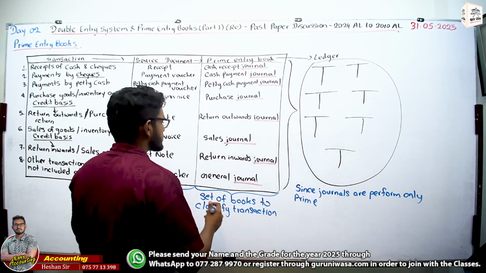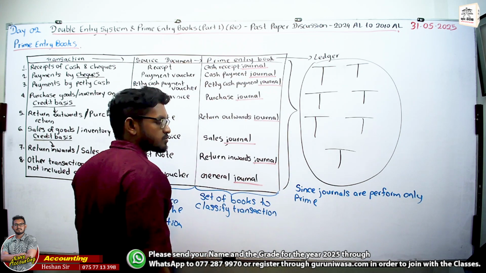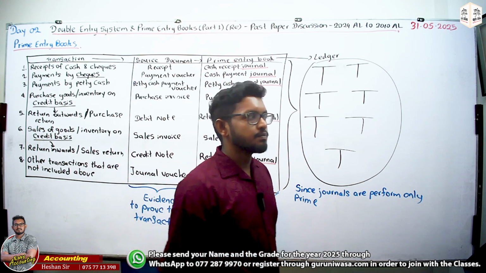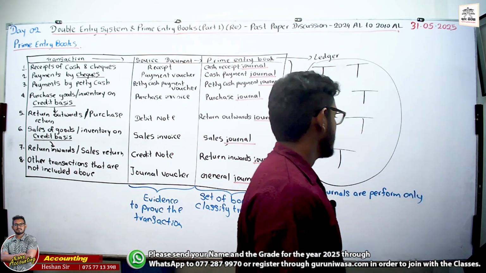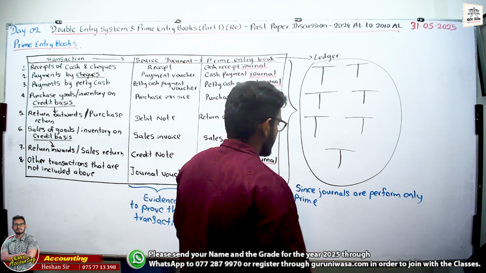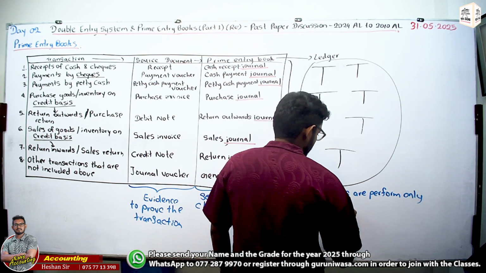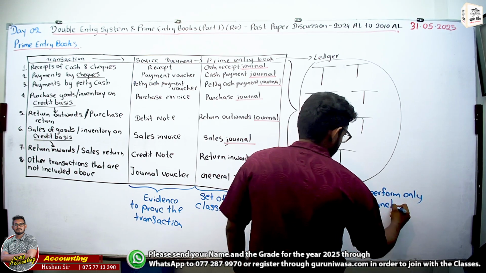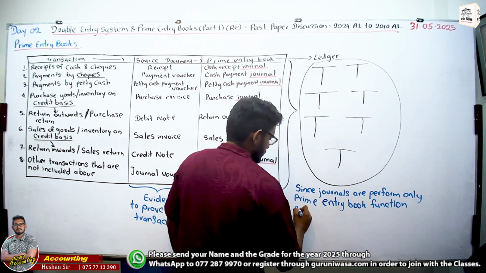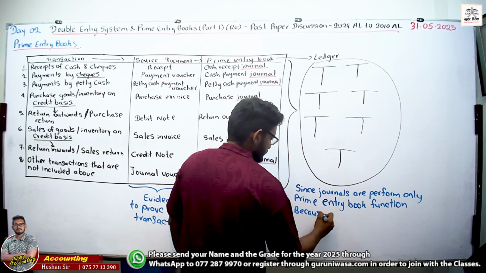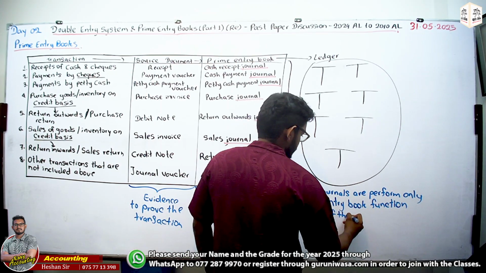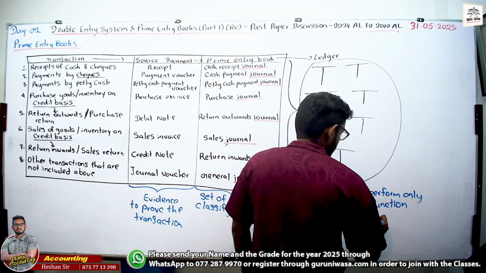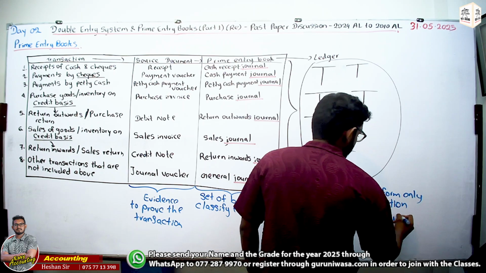Those who did O/L commerce know that some, like the cash book and petty cash book, perform a ledger account function along with the primary book function. Can you remember guys? In here journals perform only the primary book function, entry book function. Because of that, both double entry. One transaction causes two entries.